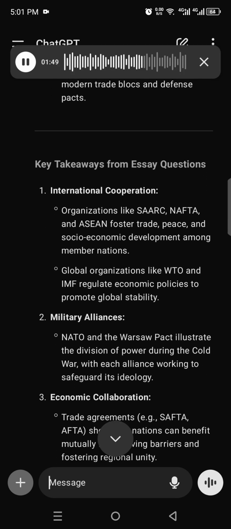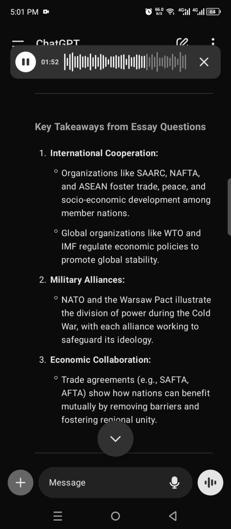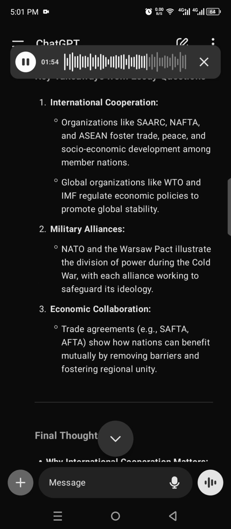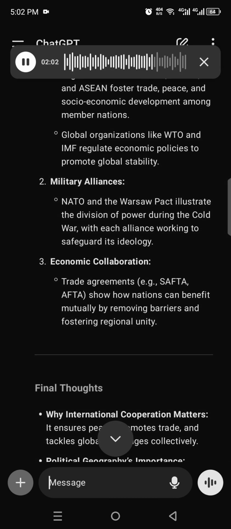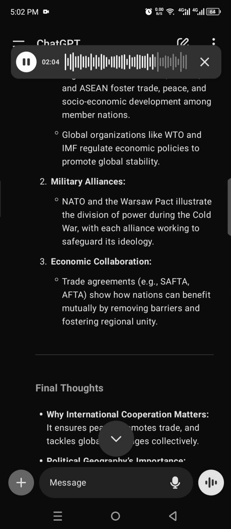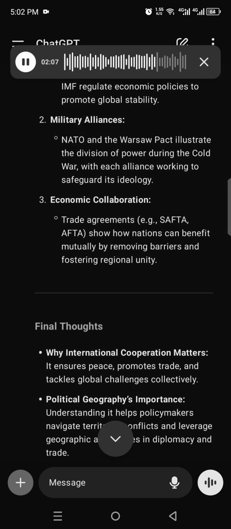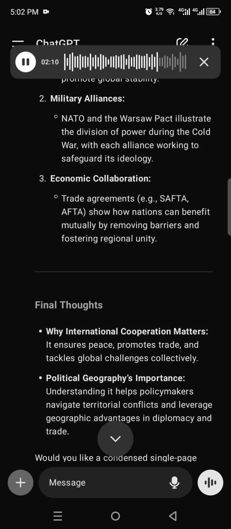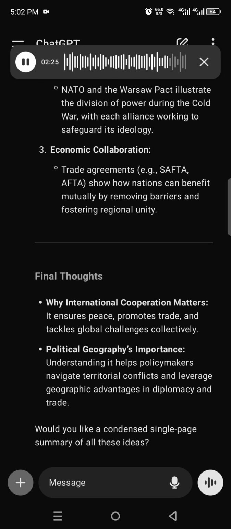Key takeaways from essay questions. 1. International cooperation. Organizations like SAARC, NAFTA, and ASEAN foster trade, peace, and socioeconomic development among member nations. Global organizations like WTO and IMF regulate economic policies to promote global stability. 2. Military alliances. NATO and the Warsaw Pact illustrate the division of power during the Cold War, with each alliance working to safeguard its ideology. 3. Economic collaboration. Trade agreements, e.g. SAFTA, AFTA, show how nations can benefit mutually by removing barriers and fostering regional unity.